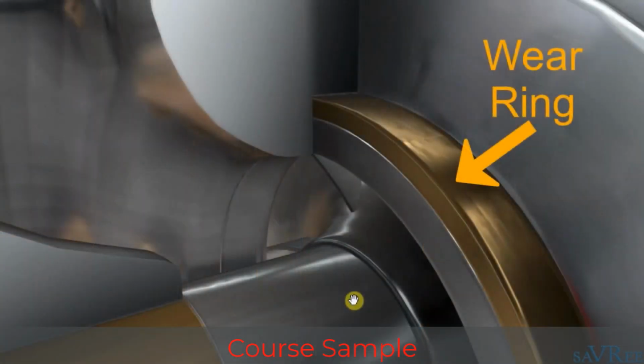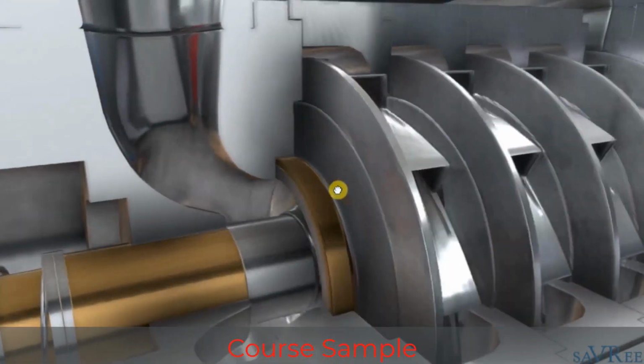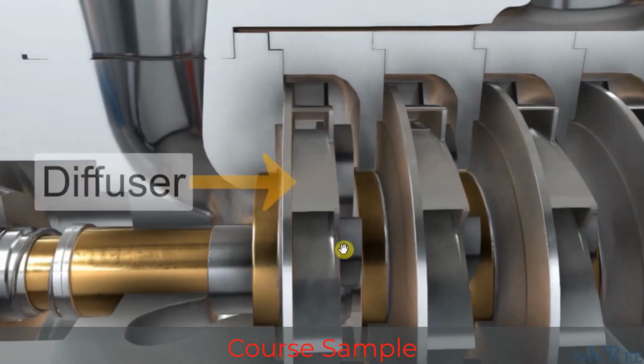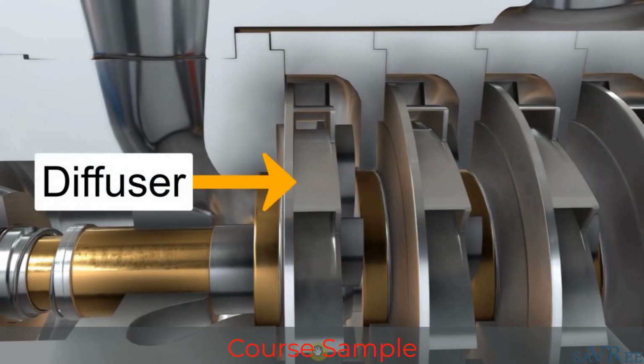The impeller has a wear ring, and on the outside it has a diffuser. This is the diffuser here. The diffuser is stationary, and the impeller rotates within the diffuser.